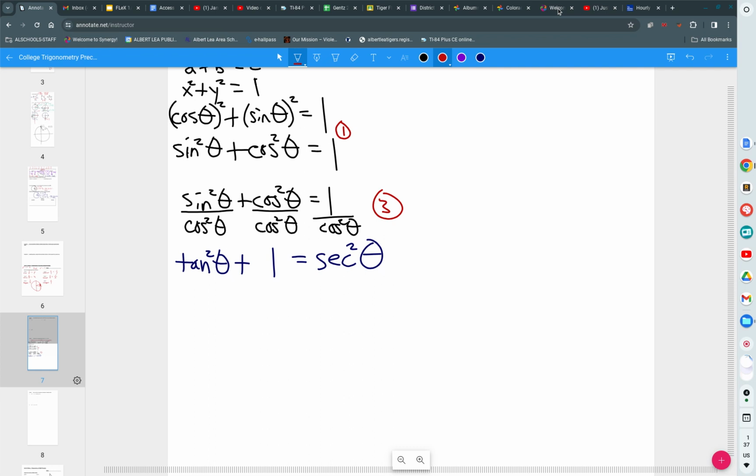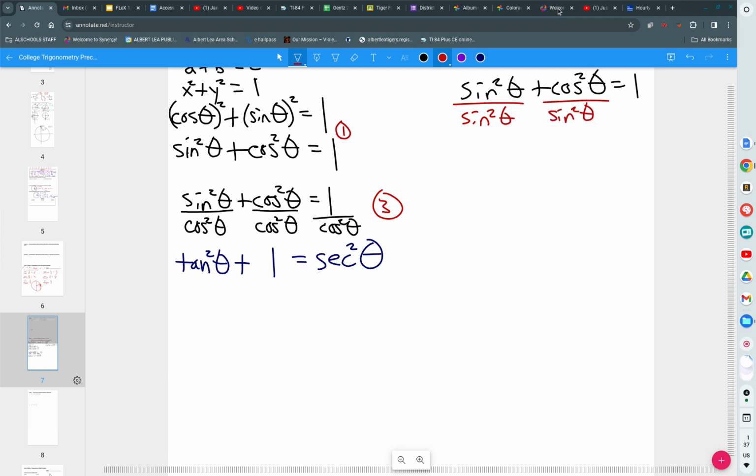And then the last formula that I want to show you, we're going to again start with sine squared of theta plus cosine squared of theta is equal to 1. And this time, instead of dividing through by cosine squared, what do you think I'm going to do? I'm going to divide through by sine squared and see what I get.